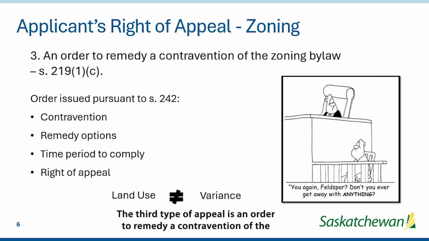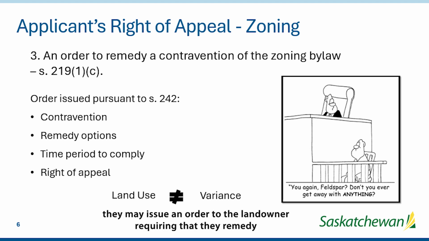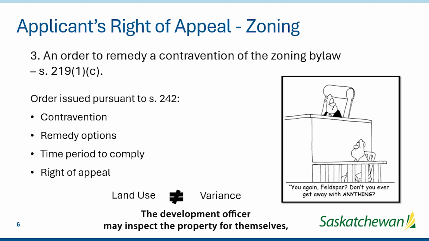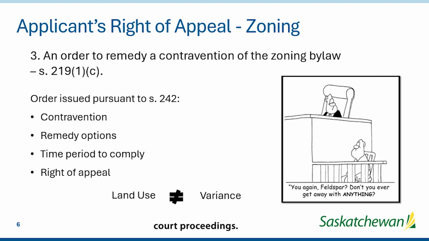The third type of appeal is an order to remedy a contravention of the zoning bylaw. If the development officer has been made aware that development has taken place in contravention of a provision of the zoning bylaw, they may issue an order to the landowner requiring that they remedy the contravention in accordance with Section 242 of the Act. The development officer may inspect the property for themselves, subject to landowner permission, and take pictures of the contravention to be used in the appeal or any future court proceedings.